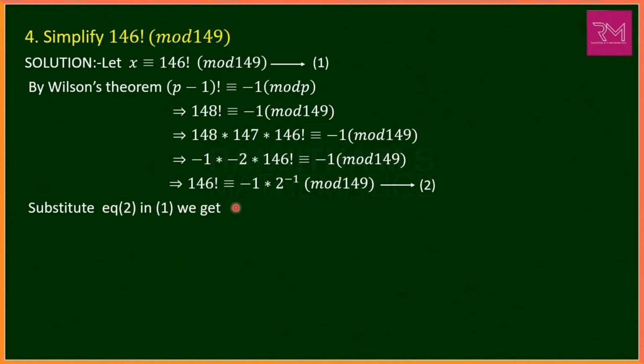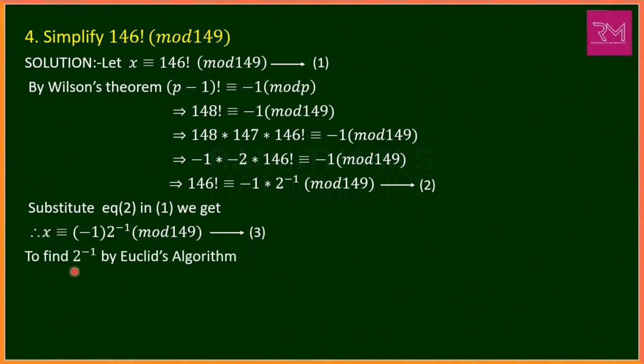Next step, we have to substitute this equation 2 in equation 1. Here we have equation 1 as x is congruent to 146 factorial under modulo 149. Here we have 146 factorial is congruent to minus 1 into 2 inverse under modulo 149. So substituting in the place of 146 factorial, we get x is congruent to minus 1 into 2 inverse under modulo 149. So substituting equation 2 in equation 1, we get a value as this. Call this equation number 3. Next, we have to find the inverse value of 2. That is to find the 2 inverse by Euclid's algorithm method.